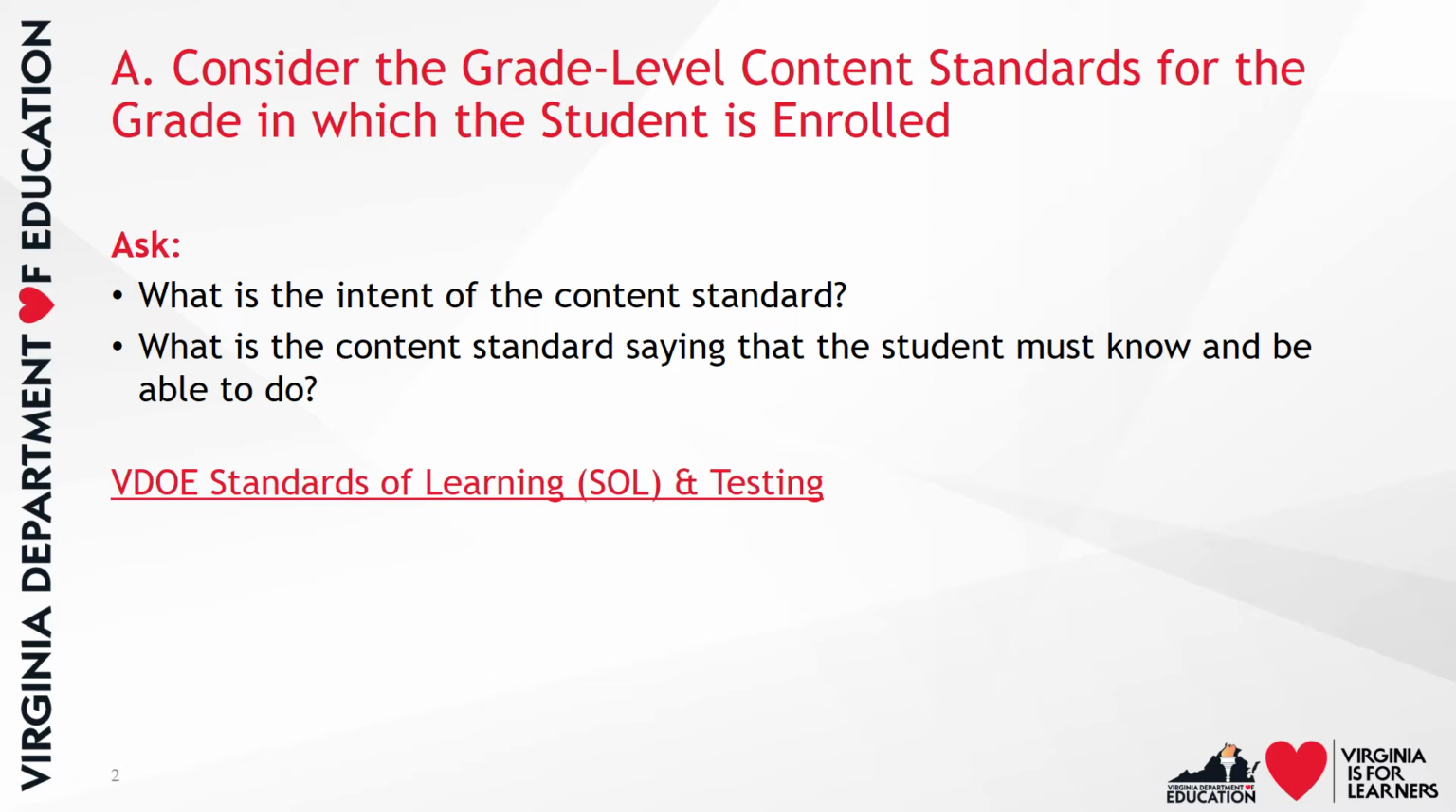cross 2 grade levels. In order to make informed decisions about each student's strengths and needs, the IEP team should consider how the student is performing in relation to the state's grade level standards for the grade in which the student is enrolled. When considering the grade level standards for which the student is enrolled, ask yourself, what is the intent of the content standard? What is the content standard saying that the student must know and be able to do? These questions can be answered by examining the curriculum framework for the grade in which the student is enrolled.